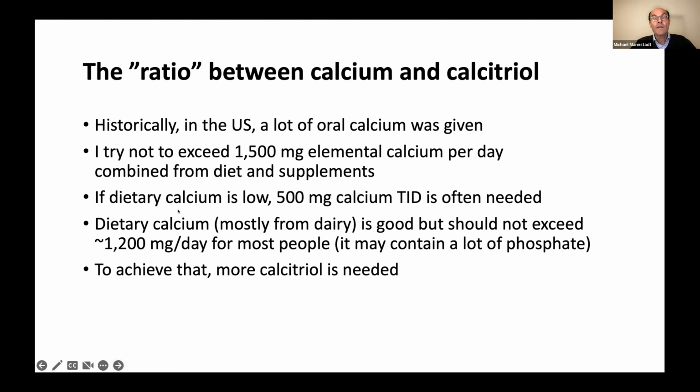If the dietary calcium is low, or really not much dietary calcium, then I'll just give 500 TID or even 600 TID. And if there is somebody whose dietary calcium, which mostly comes from dairy, is good, then you should not exceed too much dairy either.